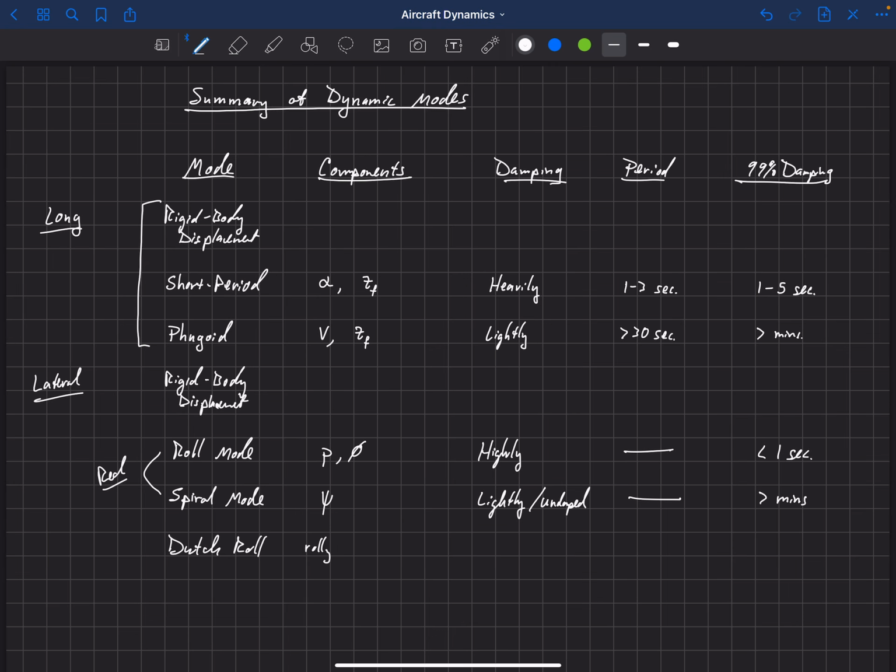roll, yaw, and side slip, and it's this out of phase combination of all three of these things. It feels like you're fishtailing. It is oscillatory. Usually it's lightly damped.